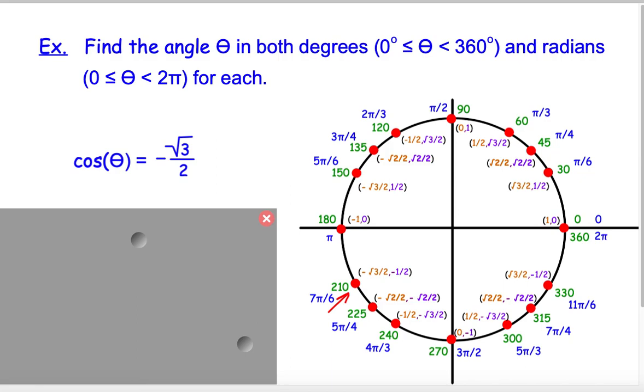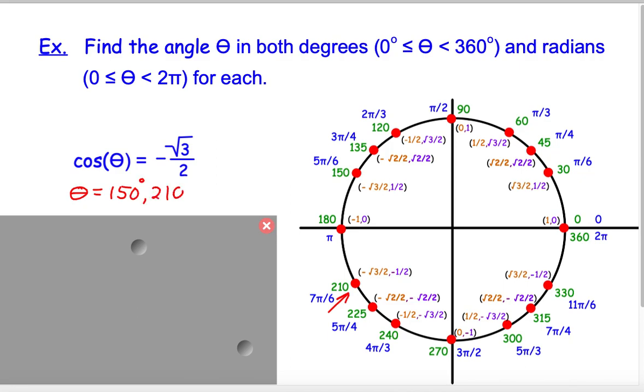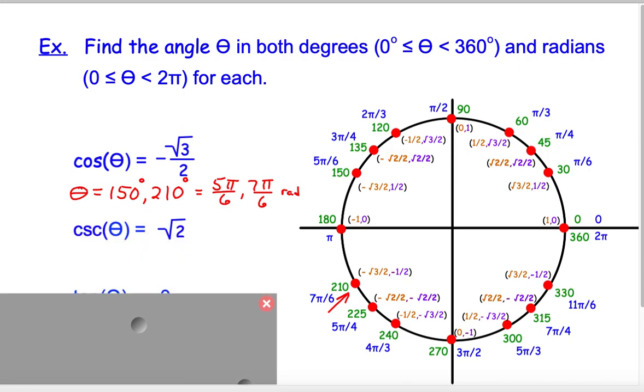And they wanted the answer in degrees and radians, so we'll say, let's see how I'll write this. Maybe I can fit it underneath here. Theta equals 150 degrees, and also 210 degrees, which is 5 pi over 6 radians, and 7 pi over 6 radians. Okay, let's try another one. And by the way, it's always a good idea to hit pause, try it yourself, and then check your answer with my answer. Cosecant is equal to square root of 2.